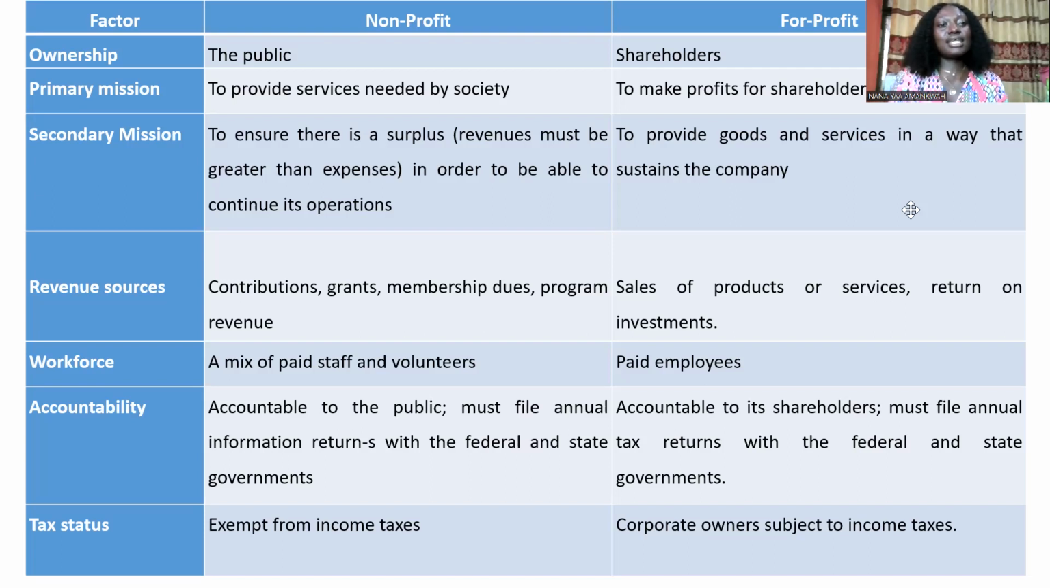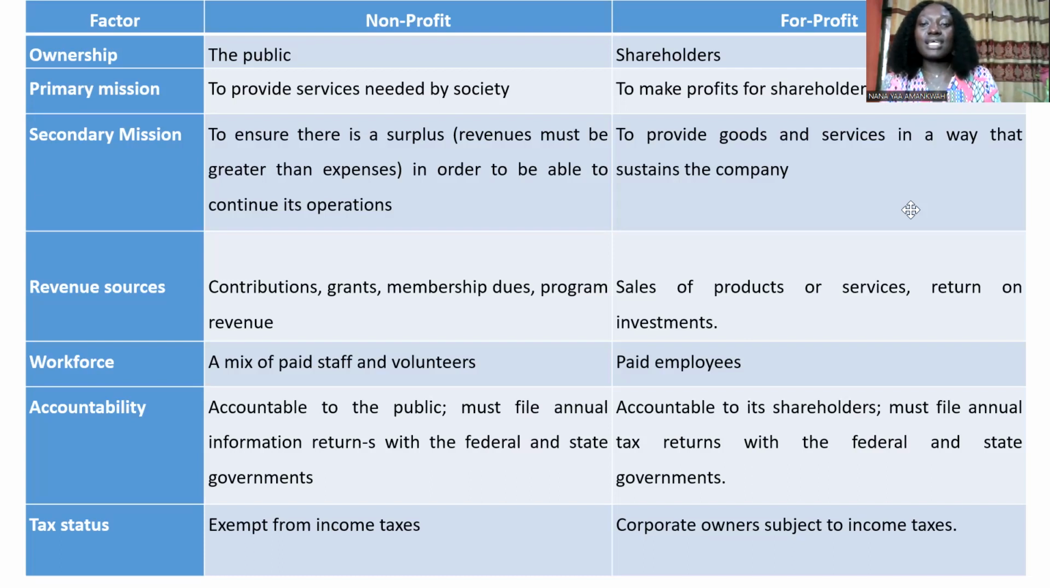And therefore you can say that the secondary mission with regards to non-profit is that they try to ensure there is a surplus in order to be able to continue its operations. And with the profit ones, they try to provide goods and services in a way that sustains the company. Again, in terms of revenue, NPOs, non-profit organizations, try to get contributions, grants, membership dues, program revenue. With the profit ones, what they do is that they sell products. So everything that they do is supposed to be sold.